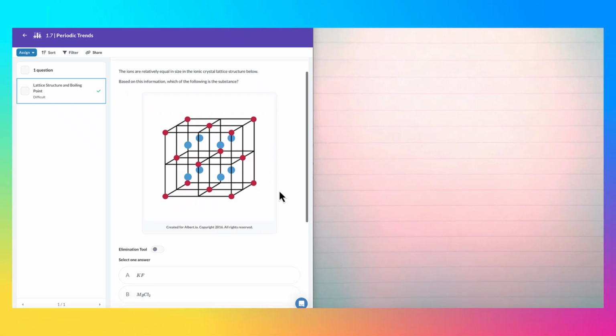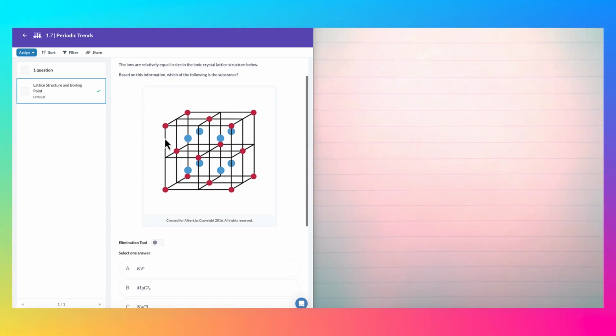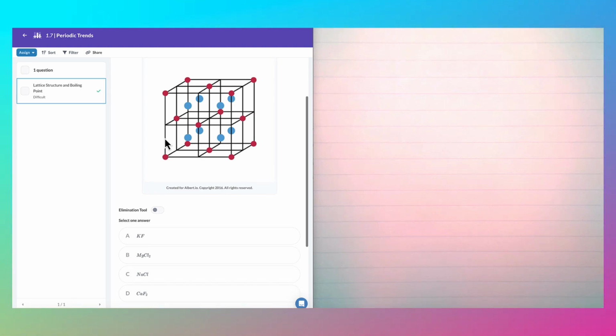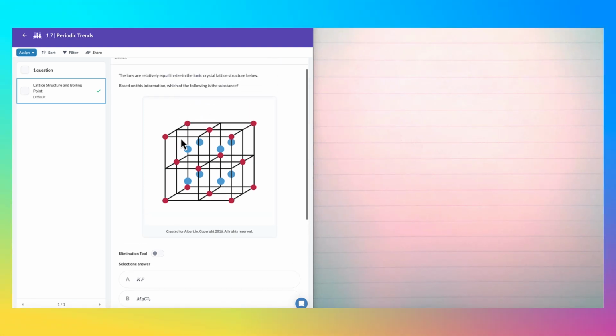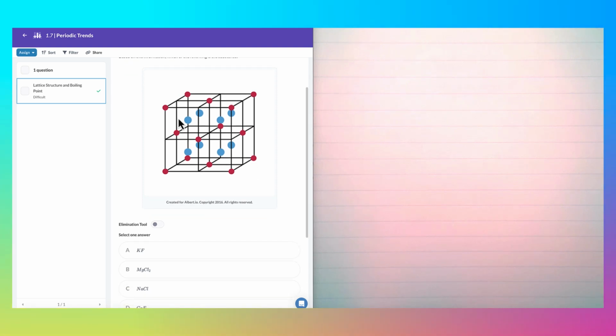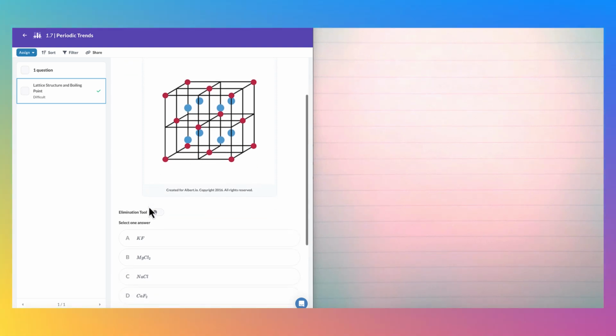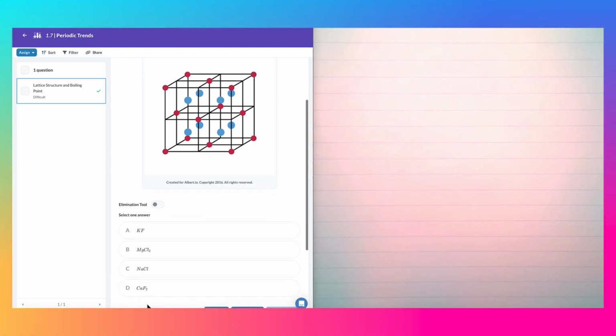Okay, the ions are relatively equal in size in the ionic crystal lattice structure below. Based on this information, which of the following is a substance? Okay, so the fact that we have a crystal lattice means that we have an ionic compound. So all these are ionic compounds.